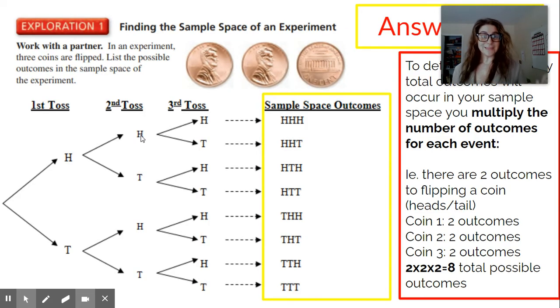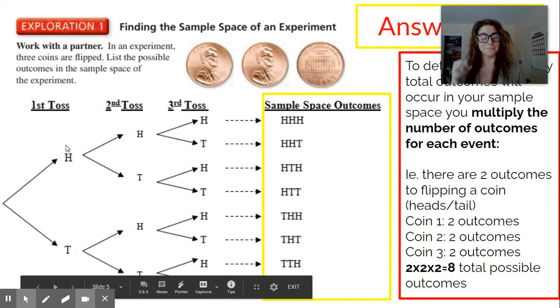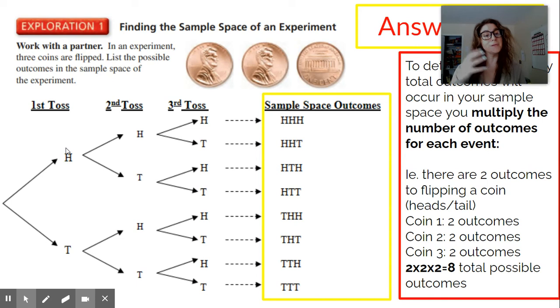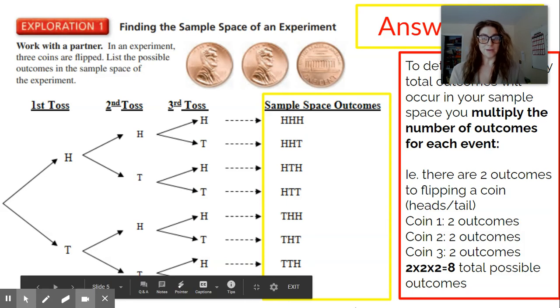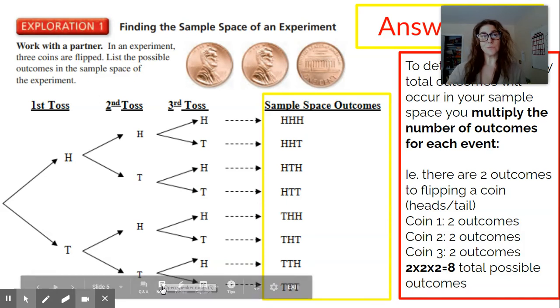So the answer to that is first coin, heads or tails. Second coin, heads or tails. Third coin, heads or tails. But it builds off the other possibilities. So if my first coin landed heads, then my second coin landed heads. My third coin could also land heads. So that is one possibility of the sample space. Maybe it went heads, heads, tails. That's a second possibility. And you can see all the different breakdowns of that. And this is actually called a tree diagram. It's branching off each piece. And that is one way that you can come out with the sample space.